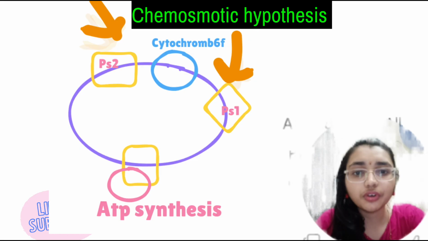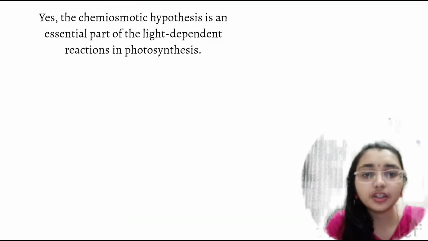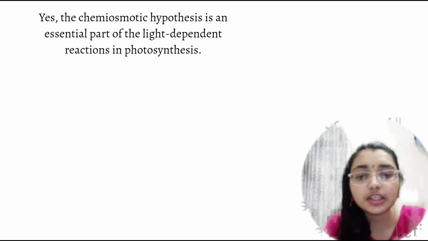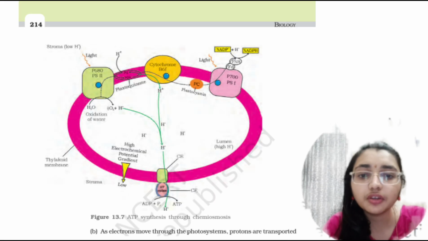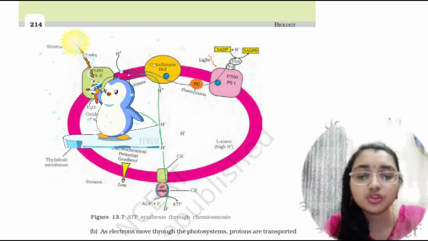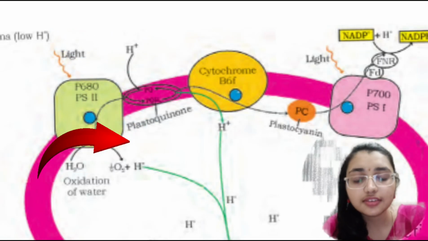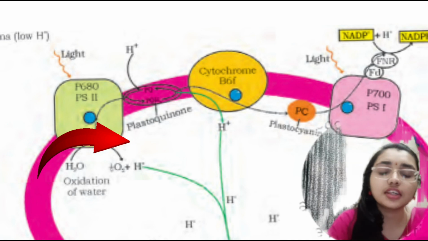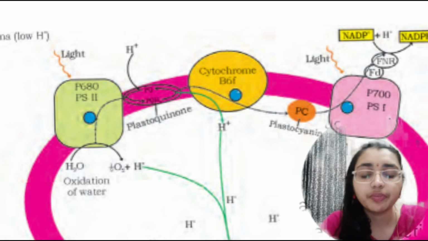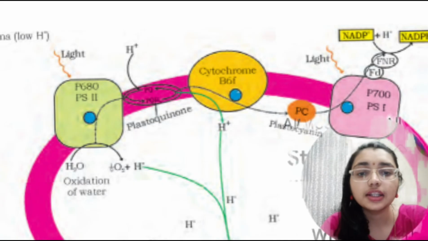Now let's see the working of this diagram. Here we can see the splitting of the water molecule. At PS2, on the inner side of the thylakoid membrane, the light energy hits P680, that is PS2, which splits water, H2O, into protons, that is H+ ions, electrons, that is e-, and oxygen, O2. The hydrogen ions are released directly into the lumen, which increases the proton concentration inside.